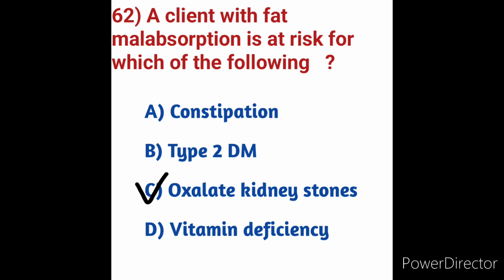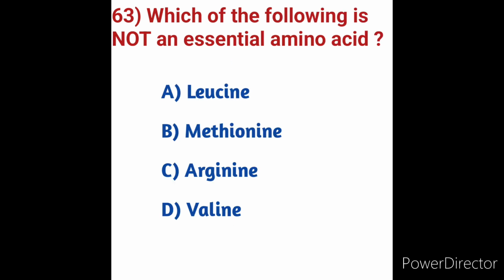Next we will move on to question number 63. Which of the following is not an essential amino acid? We will see the options. Option A, leucine. Option B, methionine. Option C, arginine. Option D, valine. What is meant by amino acids? Amino acids are known as the building blocks of protein and they are required in muscle building and tissue repair.